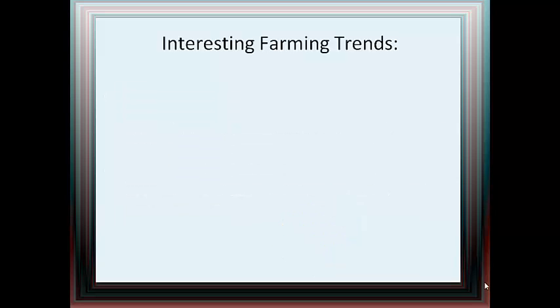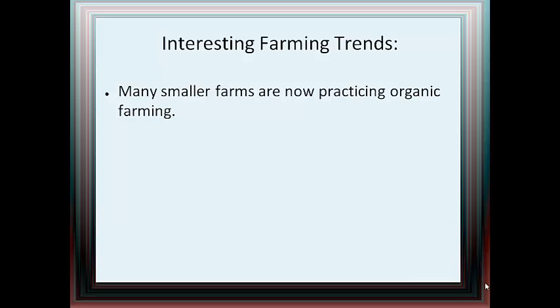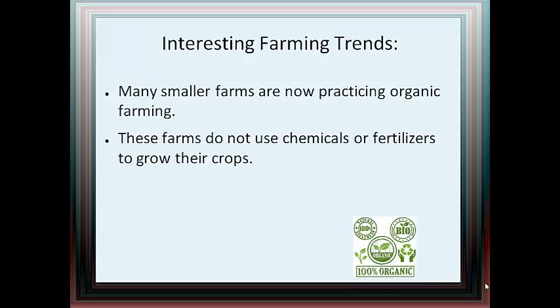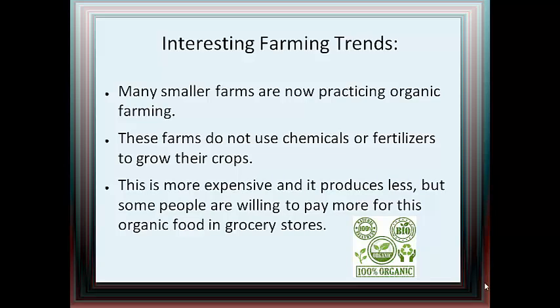Now, there's some other farming trends that I'd like you to be aware of. Many smaller farms are now practicing what's called organic farming. These farms do not use chemicals or fertilizers to grow their crops. This is more expensive and it produces less crops per acre of land, but some people are willing to pay more for this organic food in grocery stores. I want you to think about why they'd be willing to pay more for just a second, and maybe just in your head come up with an answer.